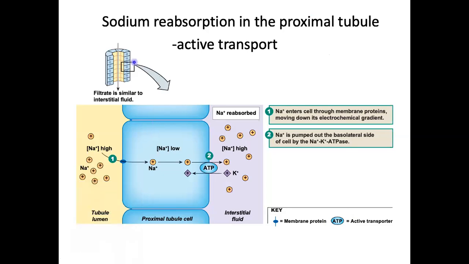So this is sodium reabsorption in the proximal convoluted tubule. This is active transport, right? So notice here's an interstitium. Let me orientate you. Here's an interstitium. Here's the basolateral membrane of the simple cuboidal epithelial cell. Here is the apical membrane of the cuboidal cell.